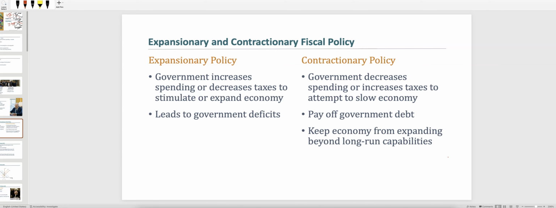It typically, though, does lead to government deficits. Contractionary policy, dude, if you see it going on, I'd be happy to see it. I just don't see it happening very often.